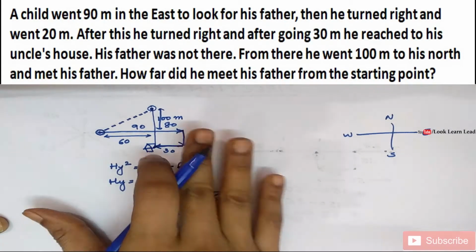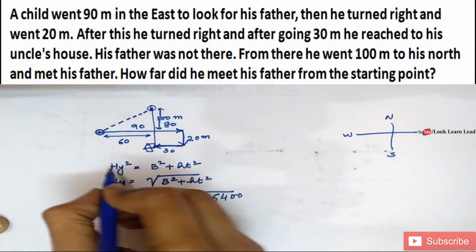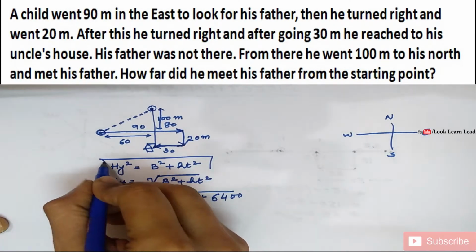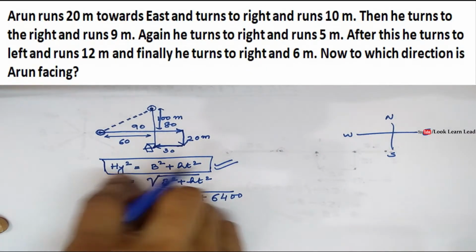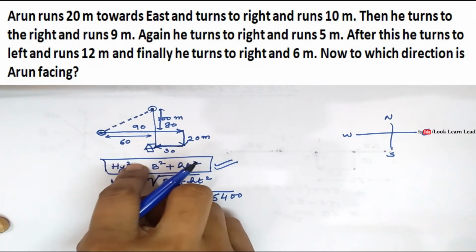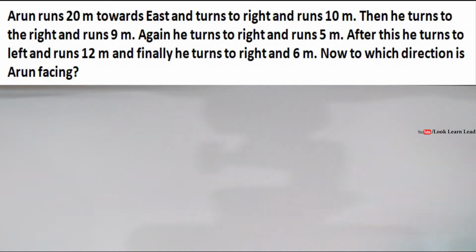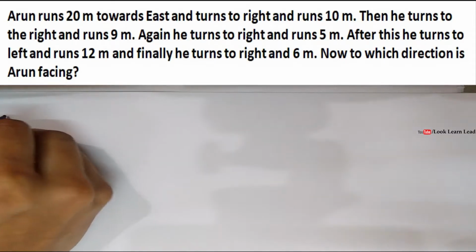Okay, most of the questions would be like this only. You would be using this hypotenuse theorem. So you have to remember this formula also. This is very important. Maximum questions would be making use of this formula. Okay, let's move on to the next question. That is the third question.